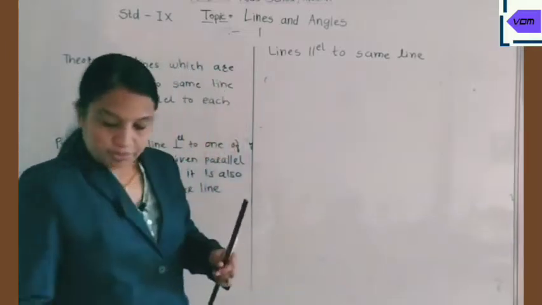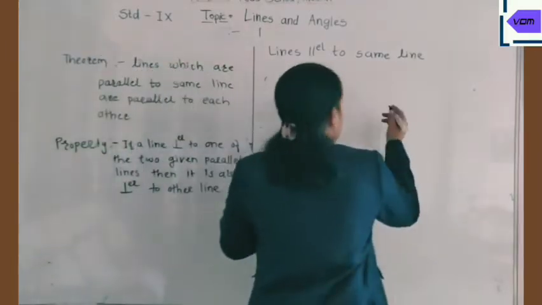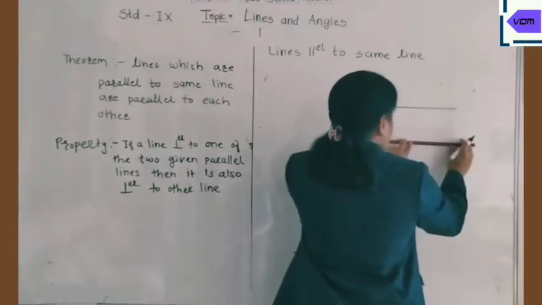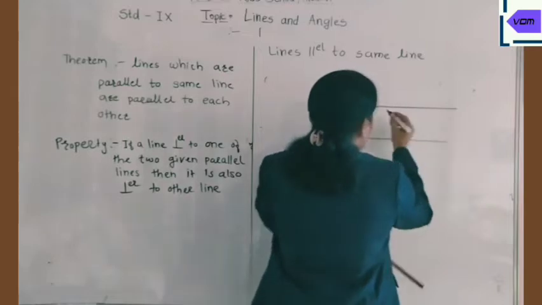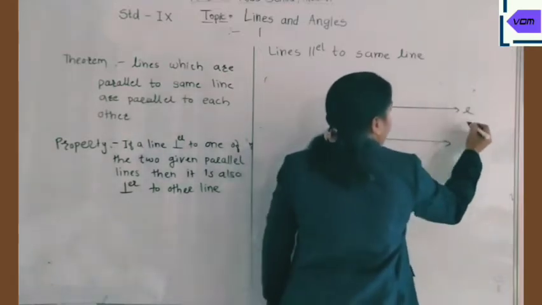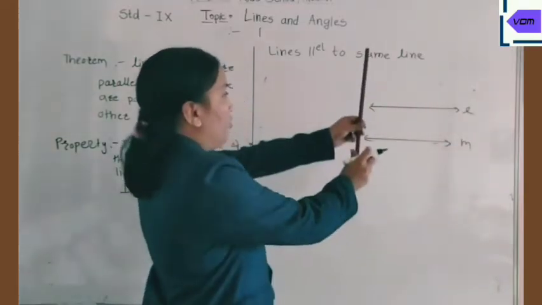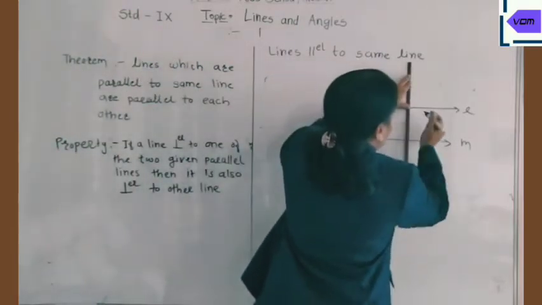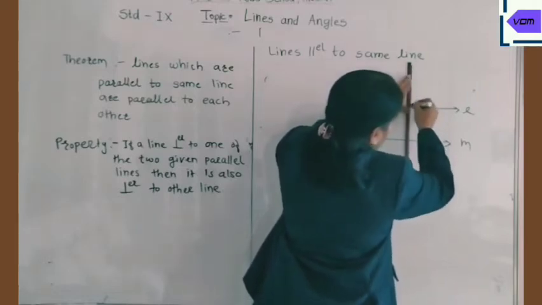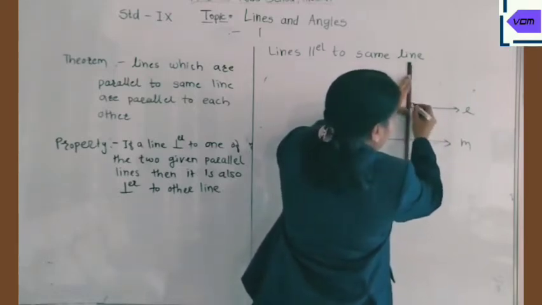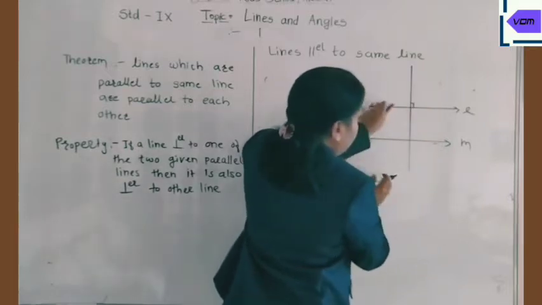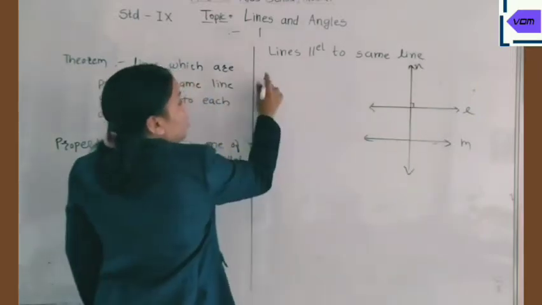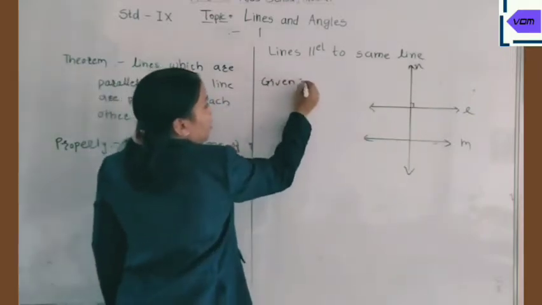What is given? That there are two parallel lines. So draw the parallel lines. L and M are parallel to each other, and one line is perpendicular to one of the lines. So I am drawing one line, giving it a name, which is perpendicular to this line and intersecting line M. Suppose this is line N or T. So what is given?